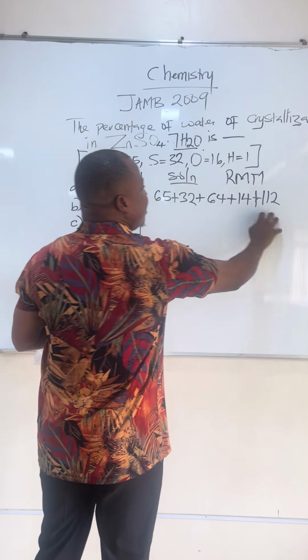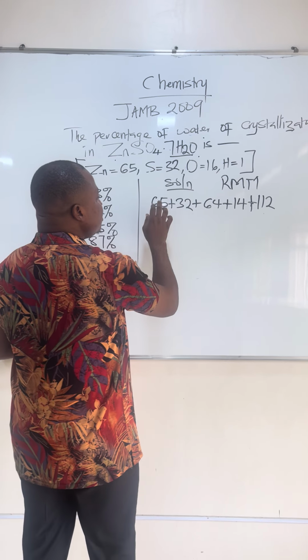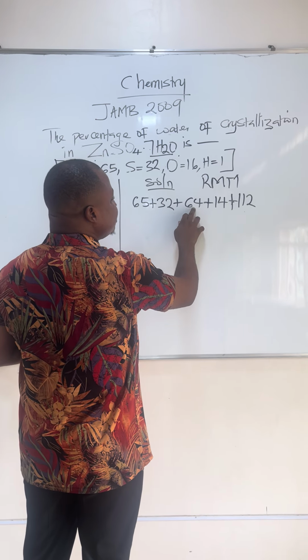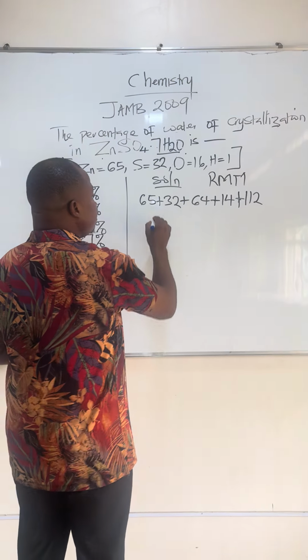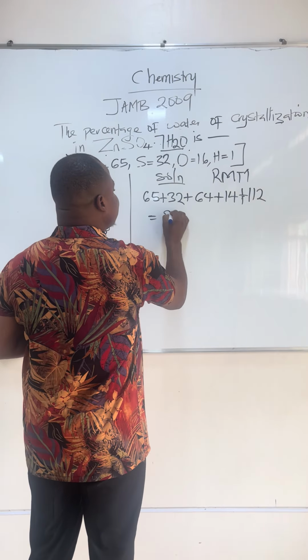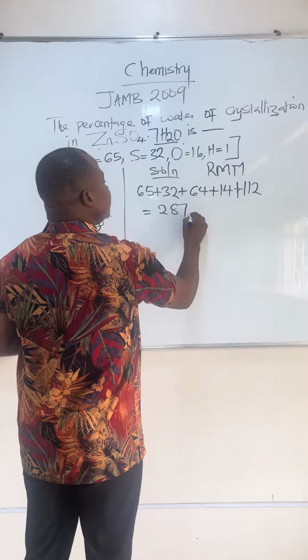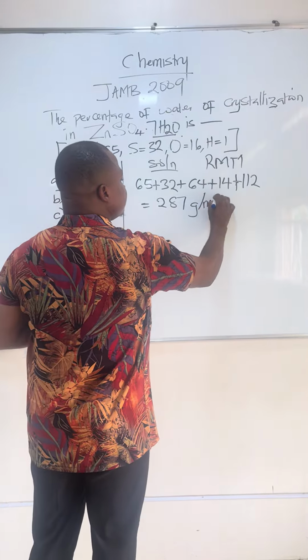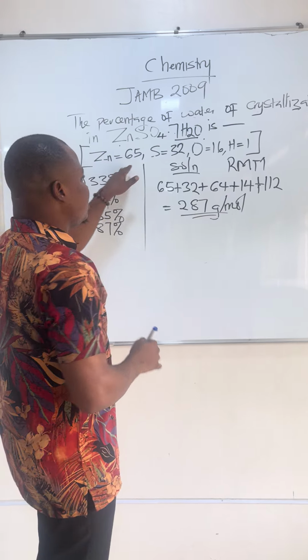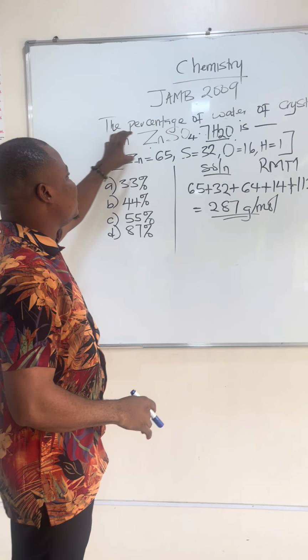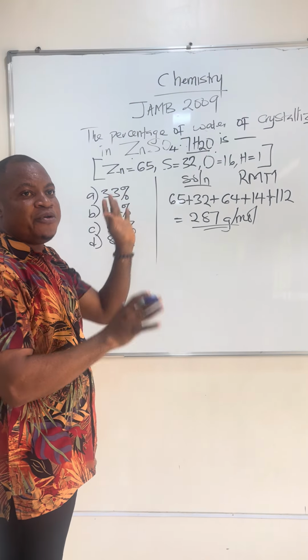Now we are going to add everything together. 65 plus 32 plus 64 plus 14 plus 112 is 287. So this is equal to 287 gram per mole. 287 gram per mole is the molar mass, the relative molecular mass of the compound zinc sulfate heptahydrate. Now, we are not stopping there.